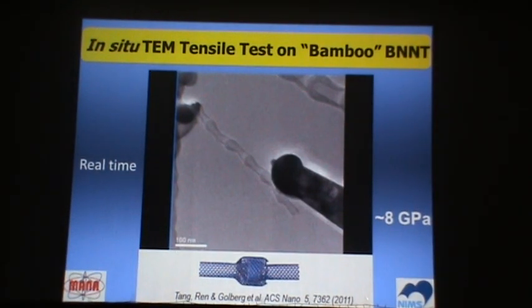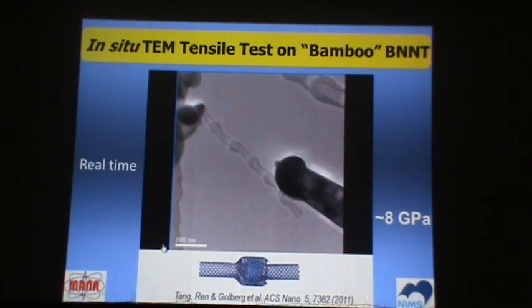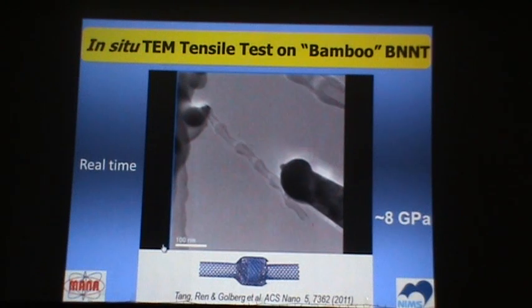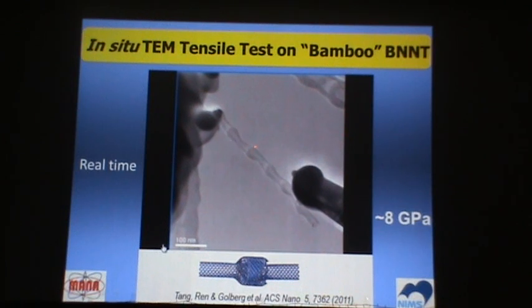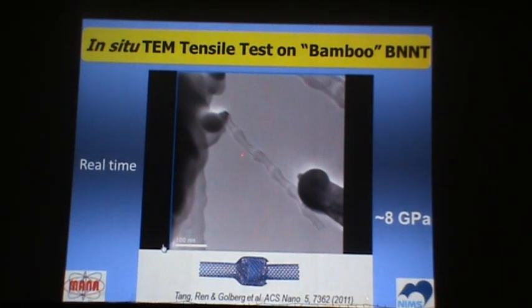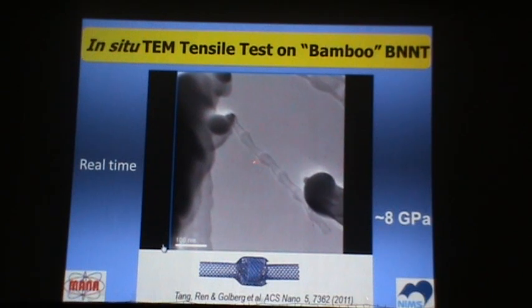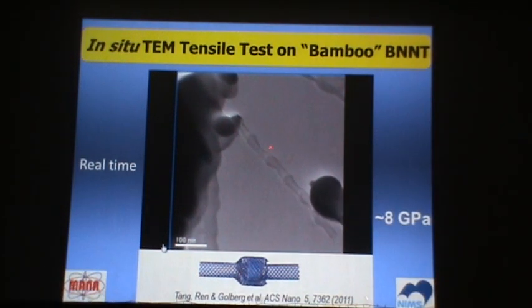We did the same experiments on boron nitride nanotubes. What does it mean? You have alternating boron and nitrogen atoms which substitute for carbon atoms in the lattice, and sometimes they have these funny structures like Japanese bamboo trees. And we started to test this, and I guess you can predict that the fracture will be in the thinnest part between the joints, and exactly it happens here.